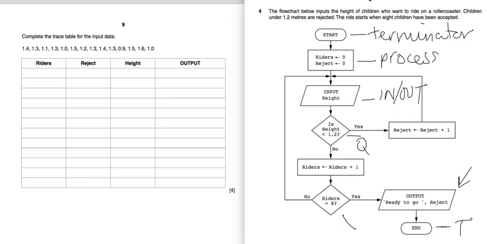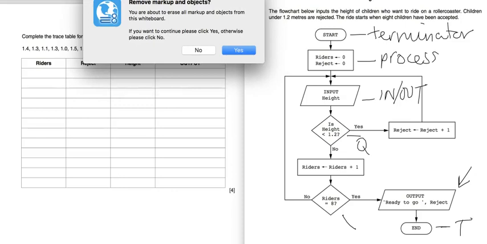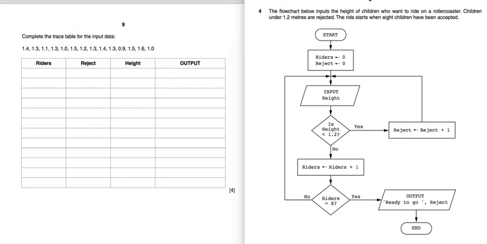And then you can move on to thinking about what you are going to do to fill in the trace table over here. So let's have a think about this. We've got a flowchart. We've got people going on a roller coaster ride. So imagine you're at the theme park and everyone's being measured. You're inputting until you've got 8 riders.